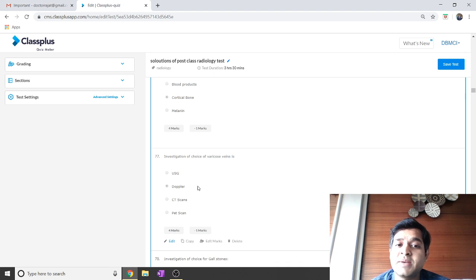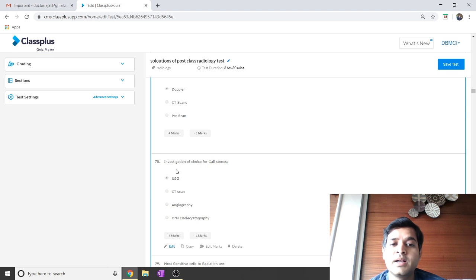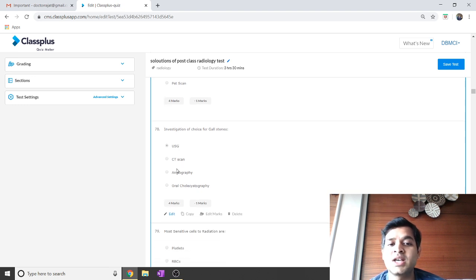Varicose veins can be assessed on Doppler. Ideal investigation should be duplex, which is B mode ultrasound plus Doppler. But here Doppler, because you have to see the flow, the reversal of flow in the perforators, and that will be assessed. So answer is Doppler. Investigation of choice for gallstones is ultrasound.